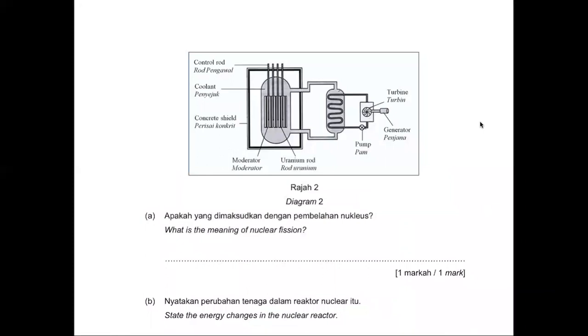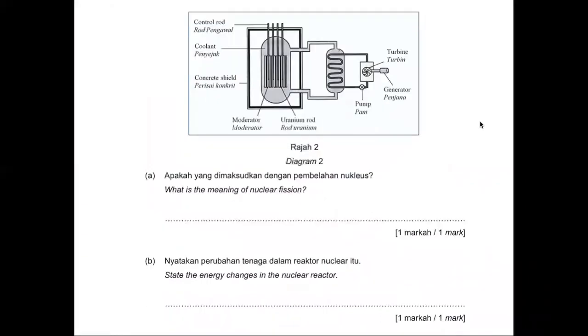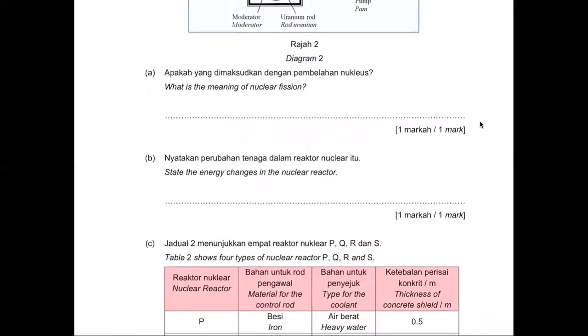So what is the meaning of nuclear fission? So the meaning of nuclear fission would be, it is the splitting of a heavy nucleus into two lighter nuclei. Okay, the splitting of a heavy nucleus into two lighter nuclei.